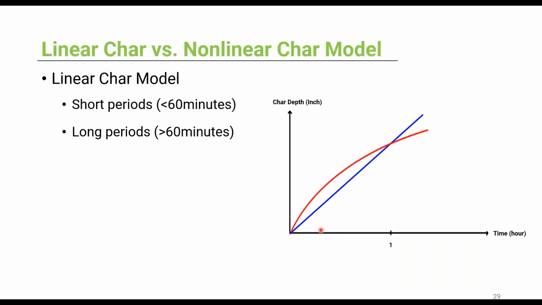So in a linear model, for this blue line right here, in shorter periods of time, like less than an hour, the char layer is underestimated. But for longer periods of time, or more than an hour, the char depth is actually overestimated. And just as a note, the NDS and the American codes use a nonlinear approach.